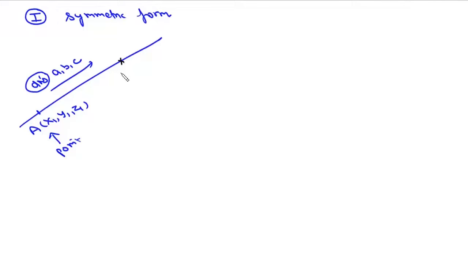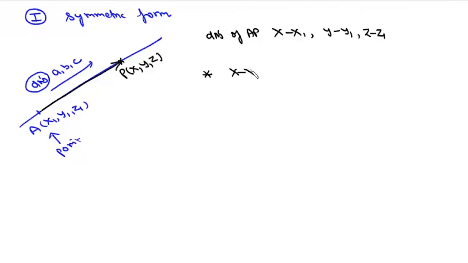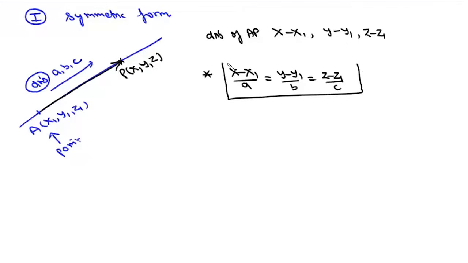Now any general point on this line, we can write it as x, y and z, where x, y and z will vary. Now if we write direction ratios of AP, direction ratios of AP are x minus x1, y minus y1 and z minus z1, and these direction ratios are proportional to A, B and C. So from here we can write x minus x1 upon A equals y minus y1 upon B equals z minus z1 upon C, and this is equation of straight line in 3 dimension.